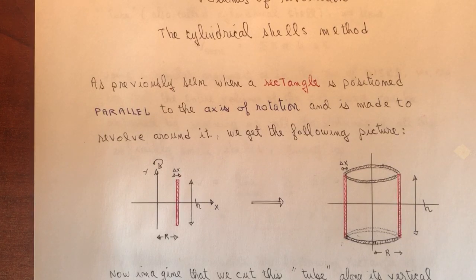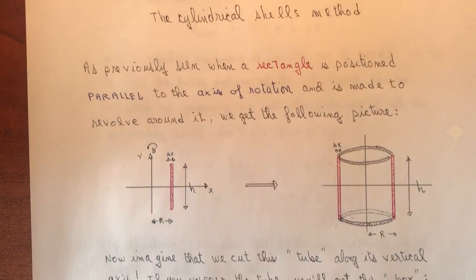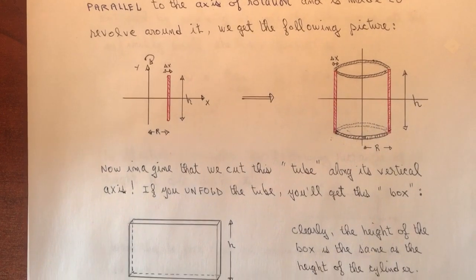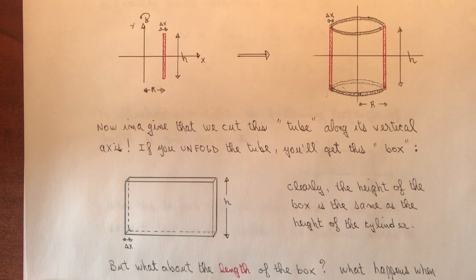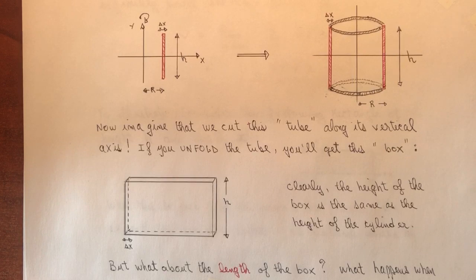The shape on the right-hand side can be construed as a tube or an empty shell, or perhaps like the shape of a paint can that is empty. So let's imagine what happens when we cut this tube along its vertical axis. When you unfold it, you'll get this box. Clearly, the height of the box is the same as the height of the cylinder.